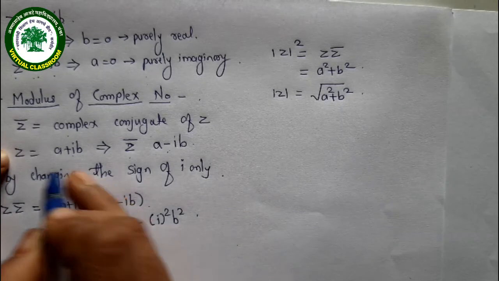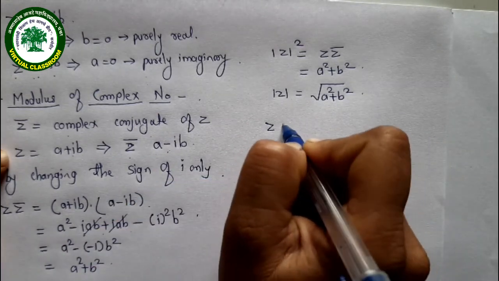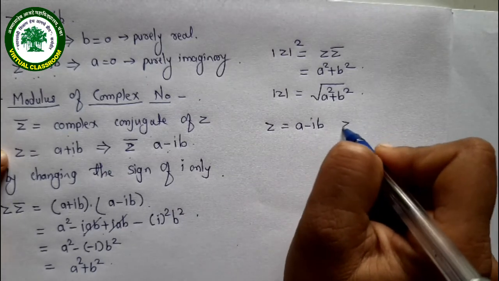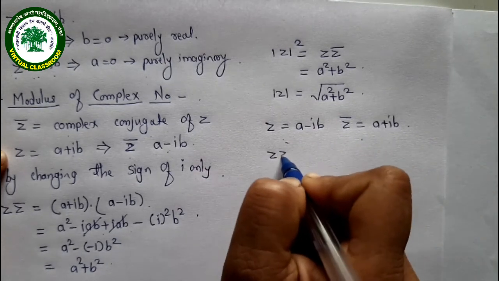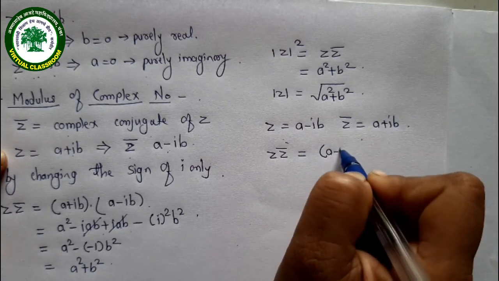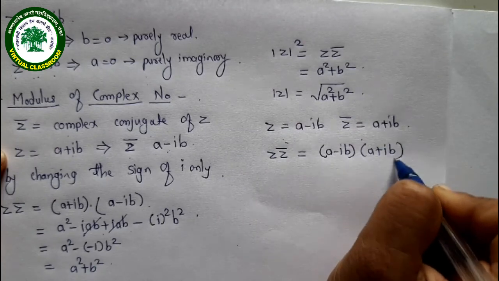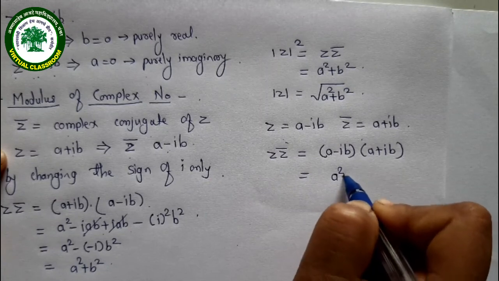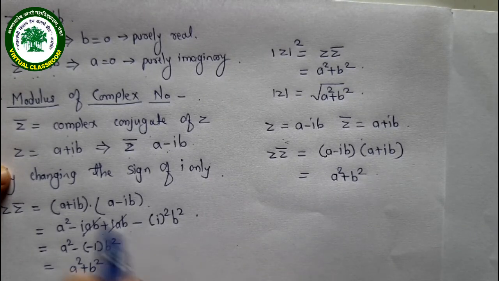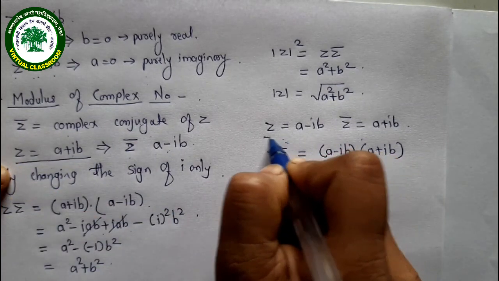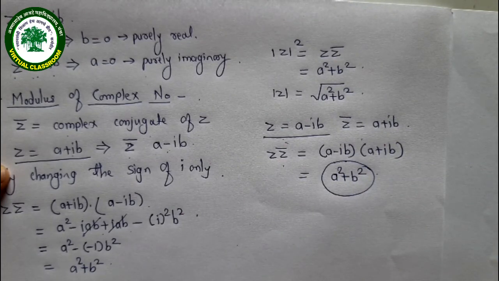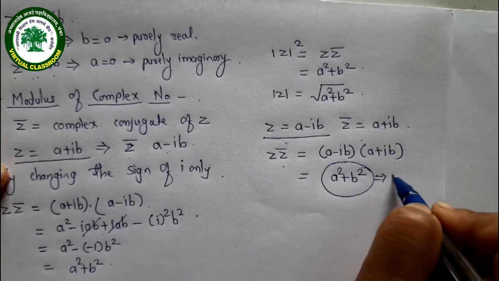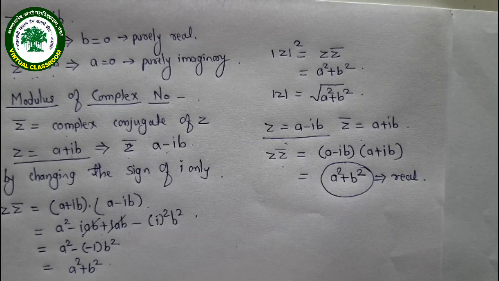This modulus is an important property of the complex number. Initially we took z as a plus ib. If we begin this calculation with z equal to a minus ib and its complex conjugate as a plus ib, then even here, if we consider the multiplication z into z bar, a minus ib multiplied by a plus ib, and solve it, we arrive at the same result, a squared plus b squared. So whether z is a plus ib or a minus ib, the modulus of the given complex number has no i or imaginary part. So we can say it is always a real number. This is said to be the modulus of a complex number.